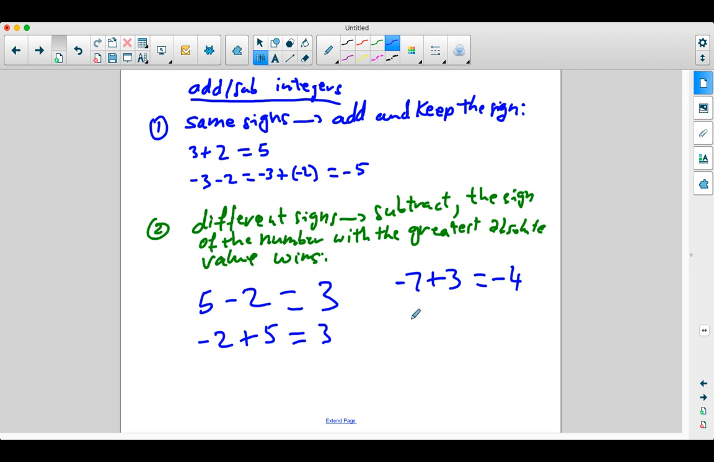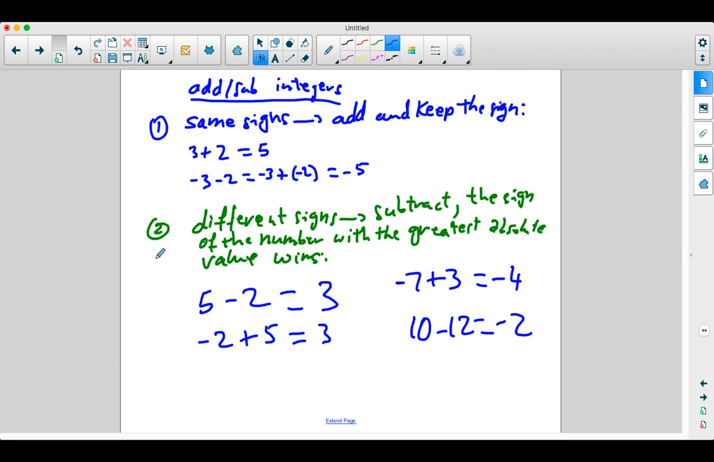Okay. If I have, let's say 10 minus 12. Okay. So I'm going to subtract 12 minus 10. The answer is 2. But because I'm taking away more, okay, then it would be negative 2.